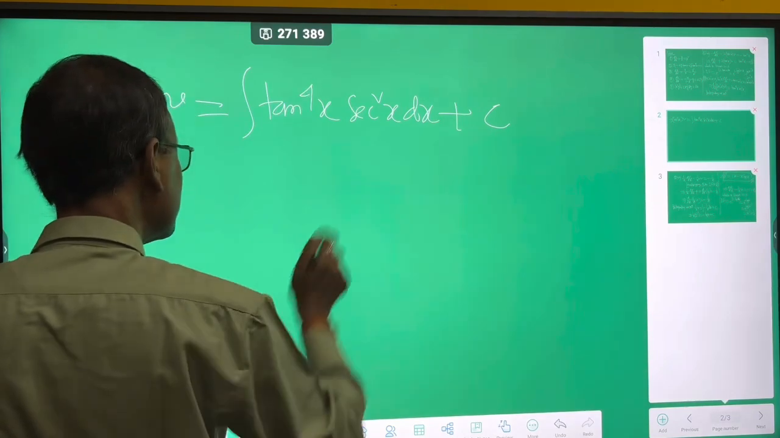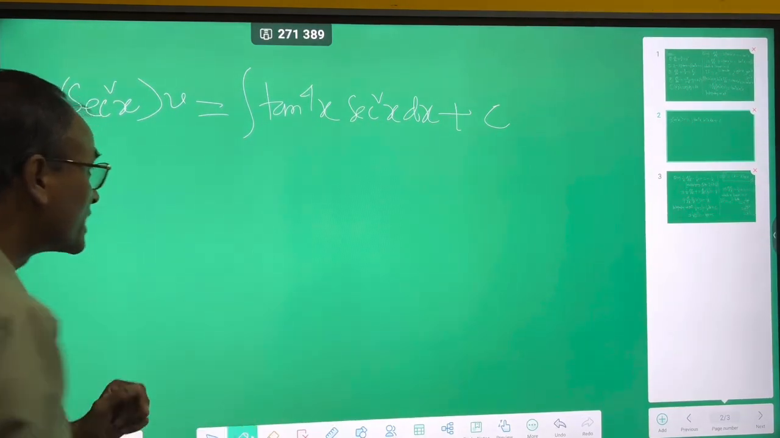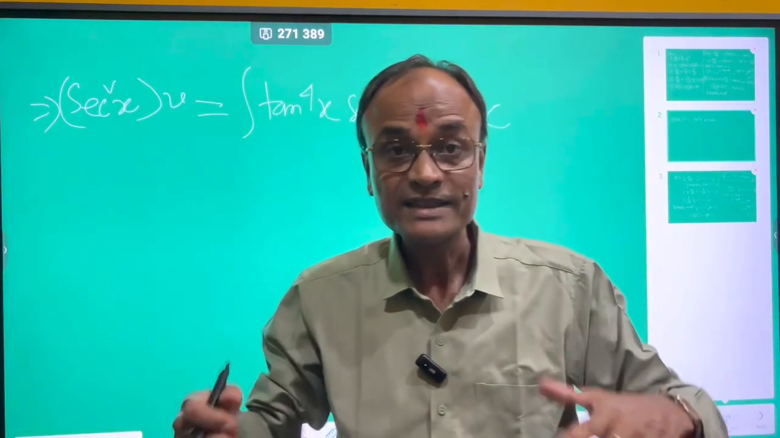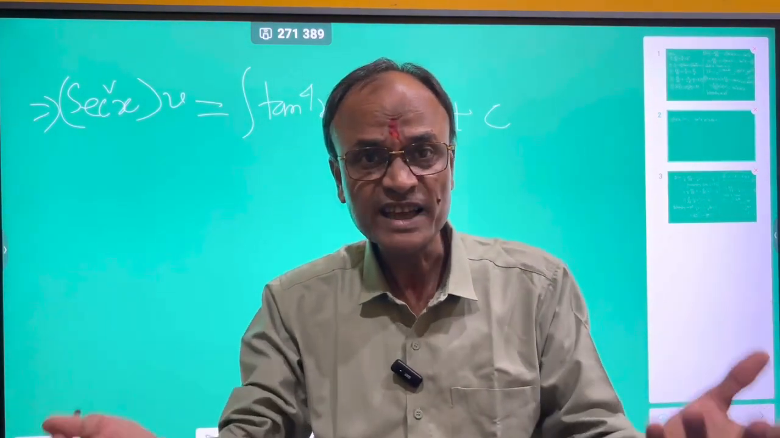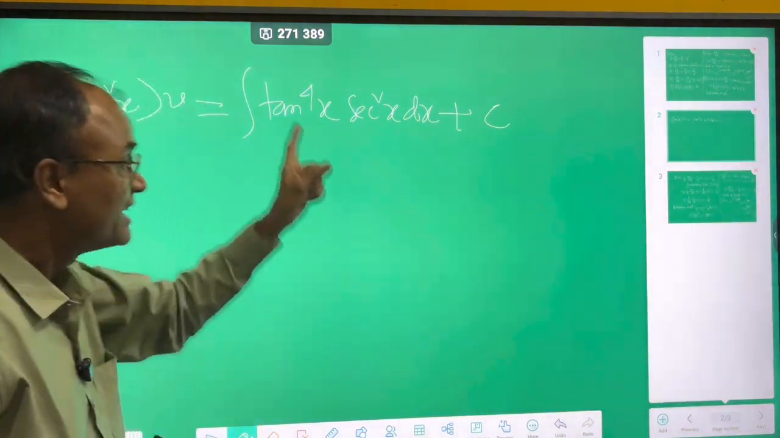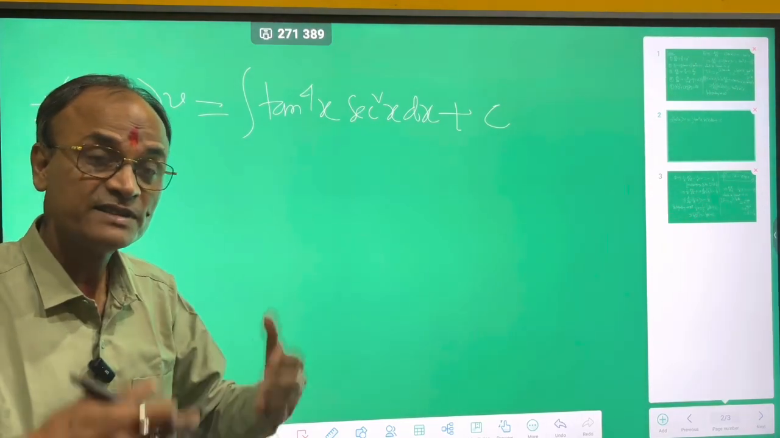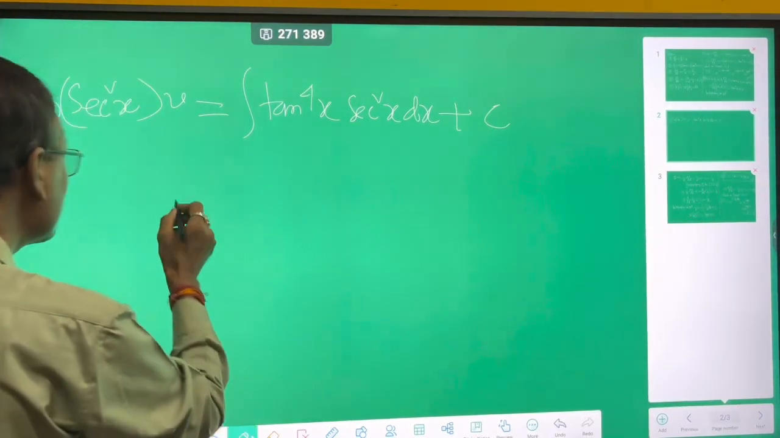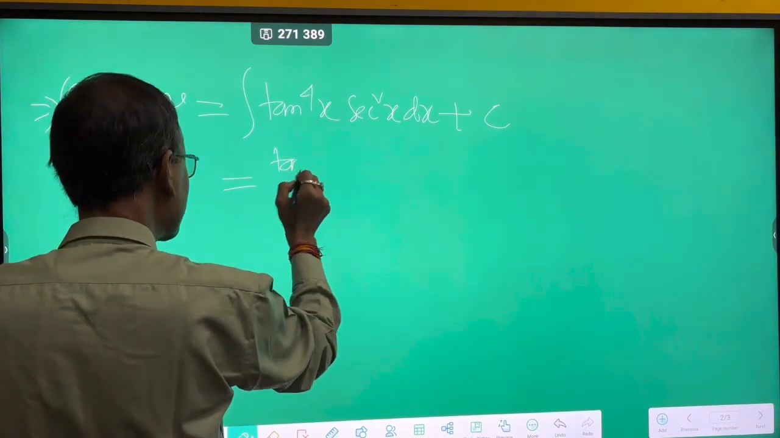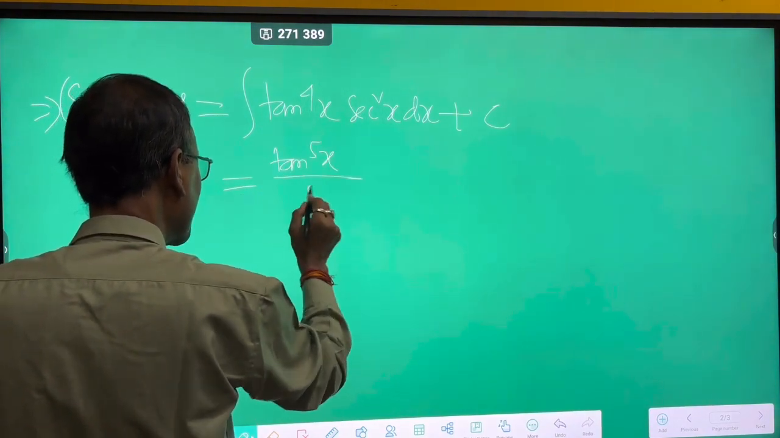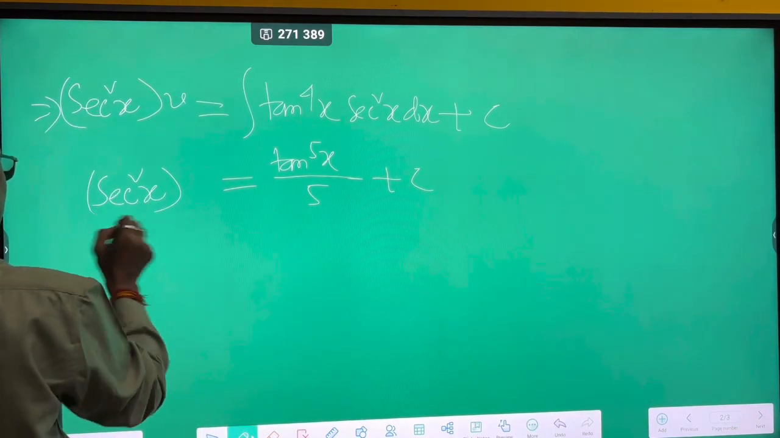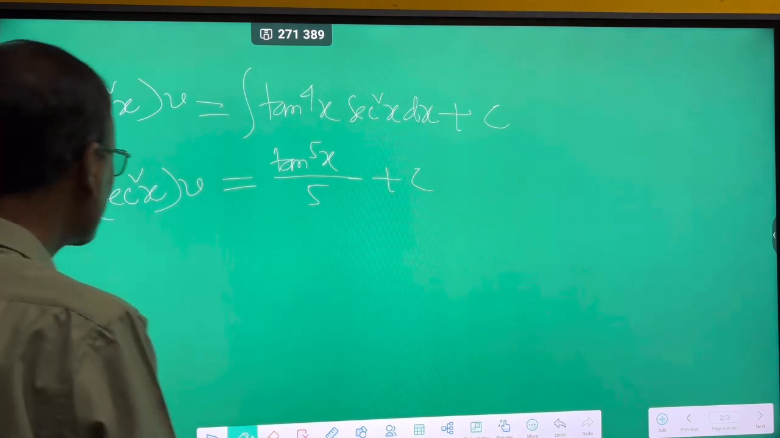Now to solve this one, if you put tan x equal to z, then sec square x dx equal to dz. Z to the power 4 dz means z to the power 5 by 5, which means tan to the power 5x by 5 plus c.